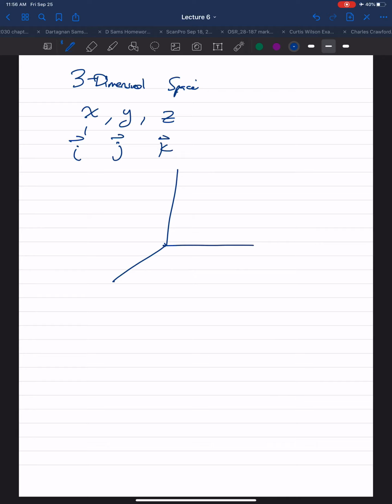Well, each one of these axes are perpendicular to each other, 90 degrees apart, perpendicular, right? All three axes, Z, Y, X, perpendicular, perpendicular, and perpendicular, which means 90 degrees apart.